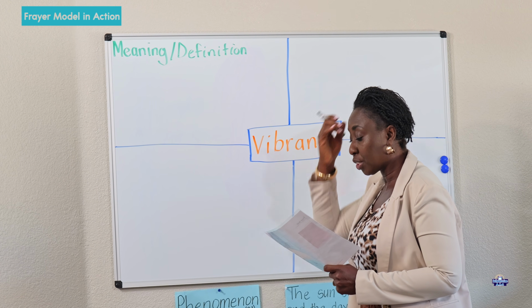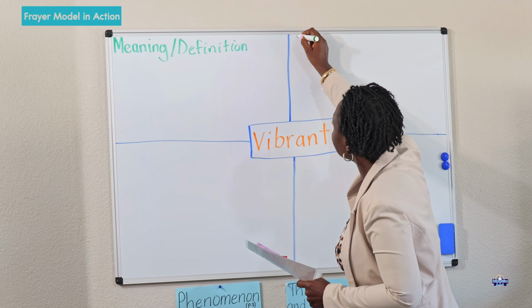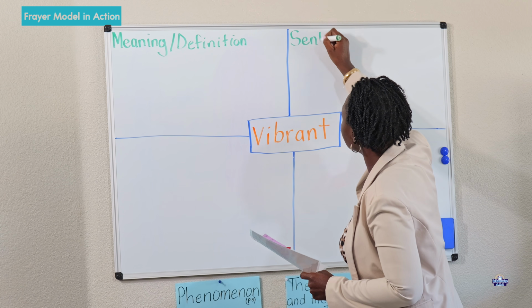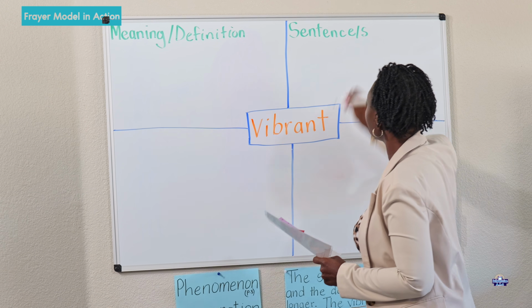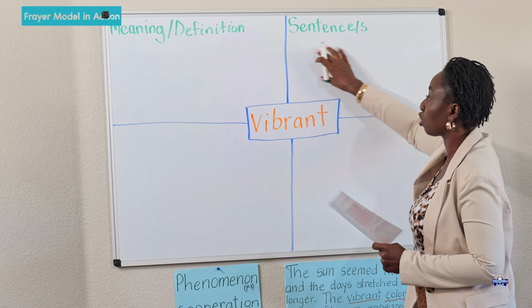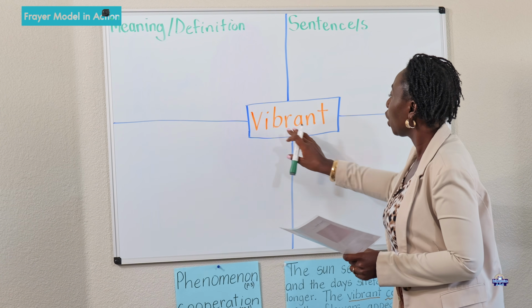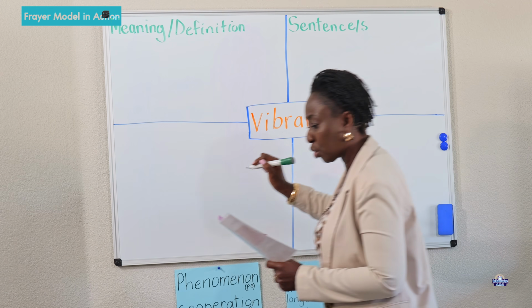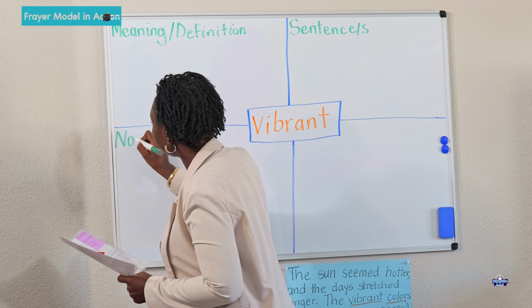Another thing I'm going to have is a sentence. I want a sentence. This could go anywhere on your chart. Sentence or sentences. So I'm going to put if I want to write just 1 or 2 sentences. All right. Then for the word, I'm going to need the non-example.